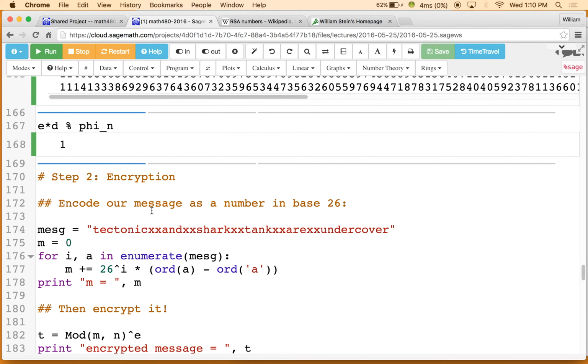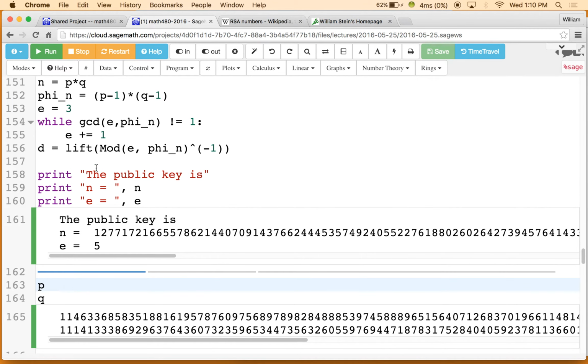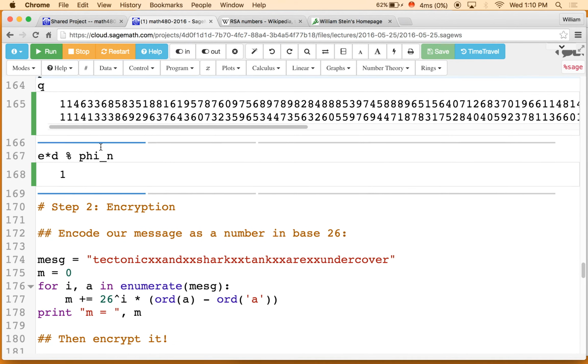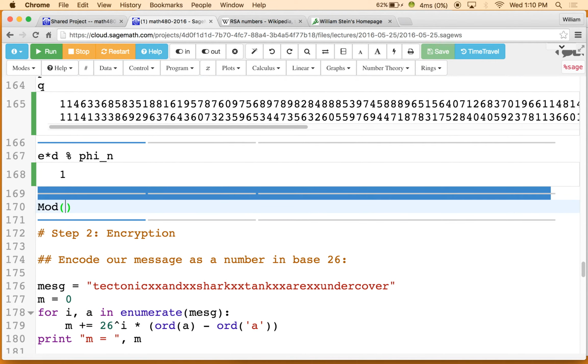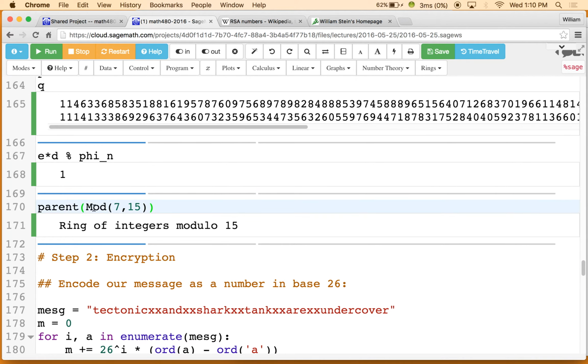Okay, yep. So the lift function just turns d from a mod n number to a small integer. If you have a number mod n, like mod 7, 15, then its parent is the numbers modulo n, which could be problematic. If you do lift of it, it lifts it to a normal integer. Okay?